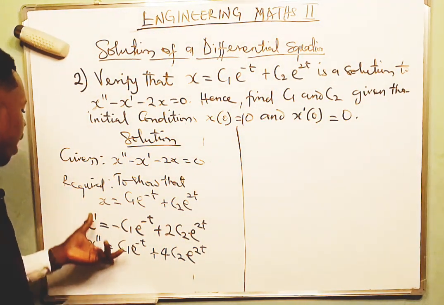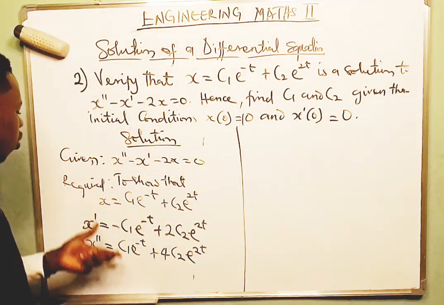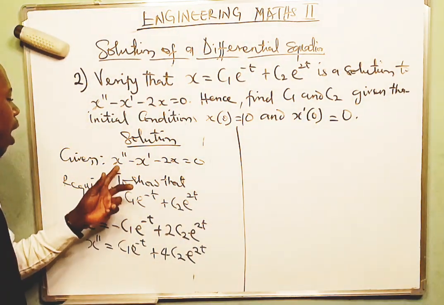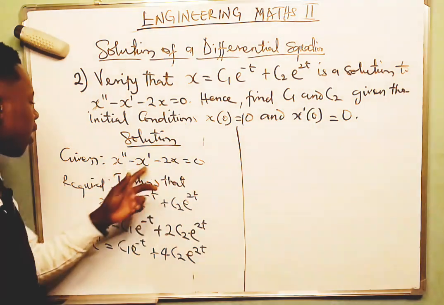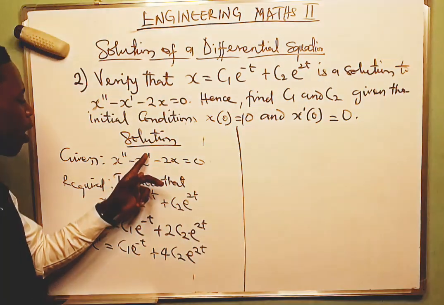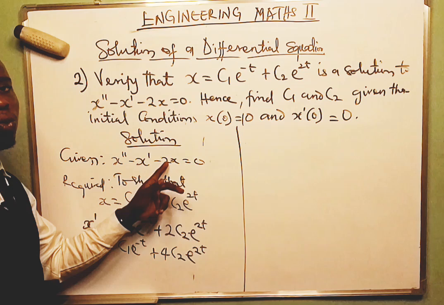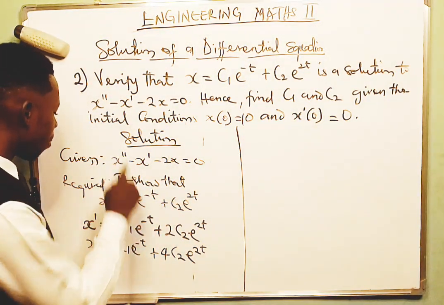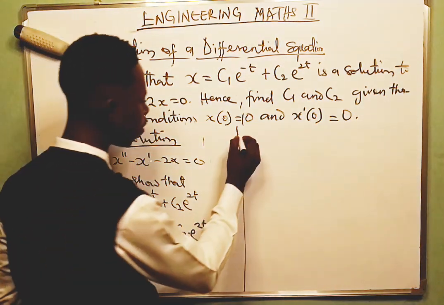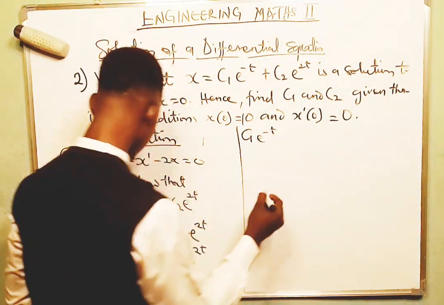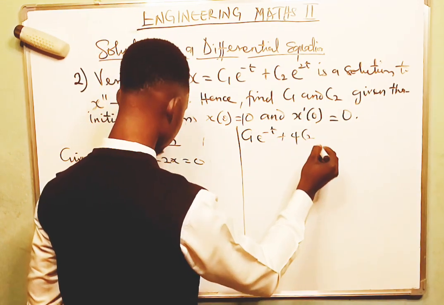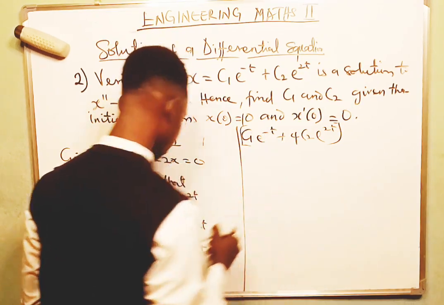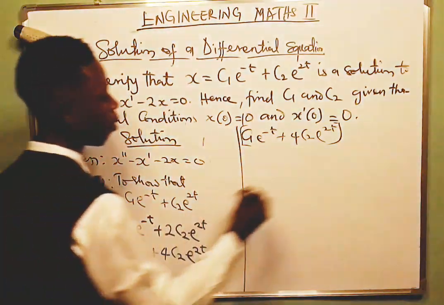Now, what are we required to do? We are to fix each of these derivatives that we have here according to where they are located. This is x prime prime, this is x prime, and this is 2x. Therefore, we are going to embark on that journey. Now, x prime prime here, what do we have? We have c1 exponential minus t plus 4c2 exponential 2t. You close it in a bracket. That is for x prime prime.